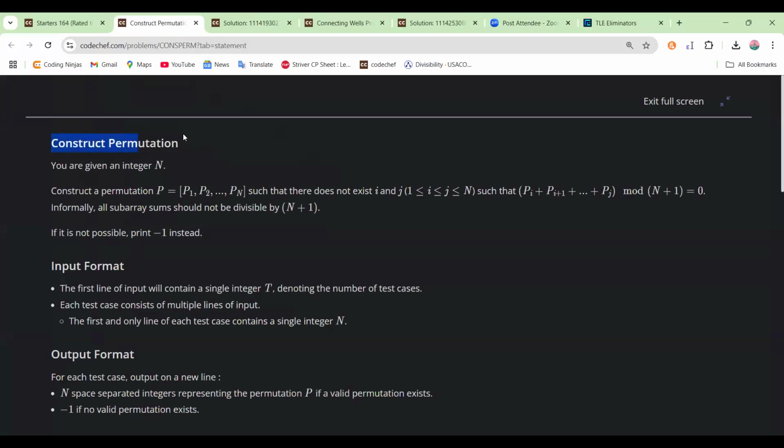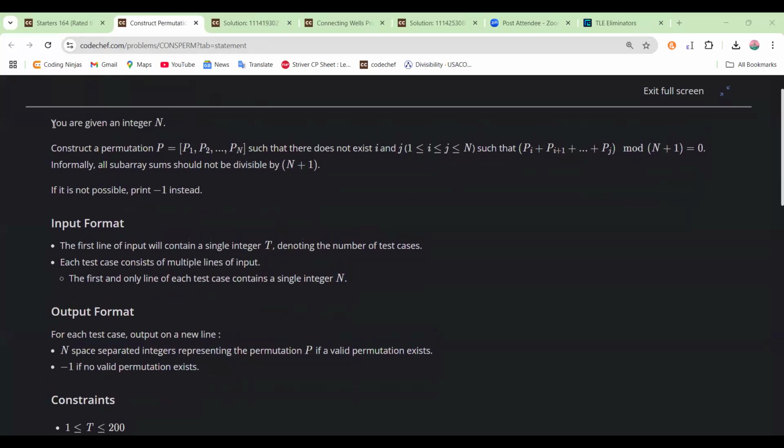Okay. So the question is Construct Permutation, and for this, I don't have any proof as of now, but I can always tell you what the thinking was and how I actually came down to my solution. Okay. So let's go to the solution.